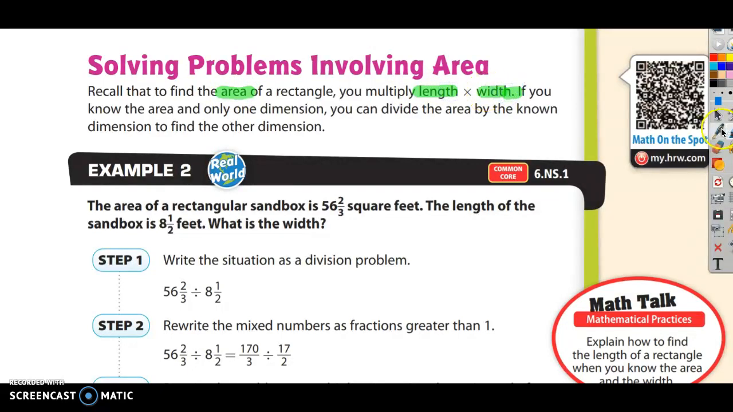So what if we knew the area? What if we knew the area and we didn't know the length or the width? Well, then we'd work backwards, and working backwards from multiplication would be division. So these area problems, if you know the area, we're going to work backwards. So let's go ahead and make sense of this.